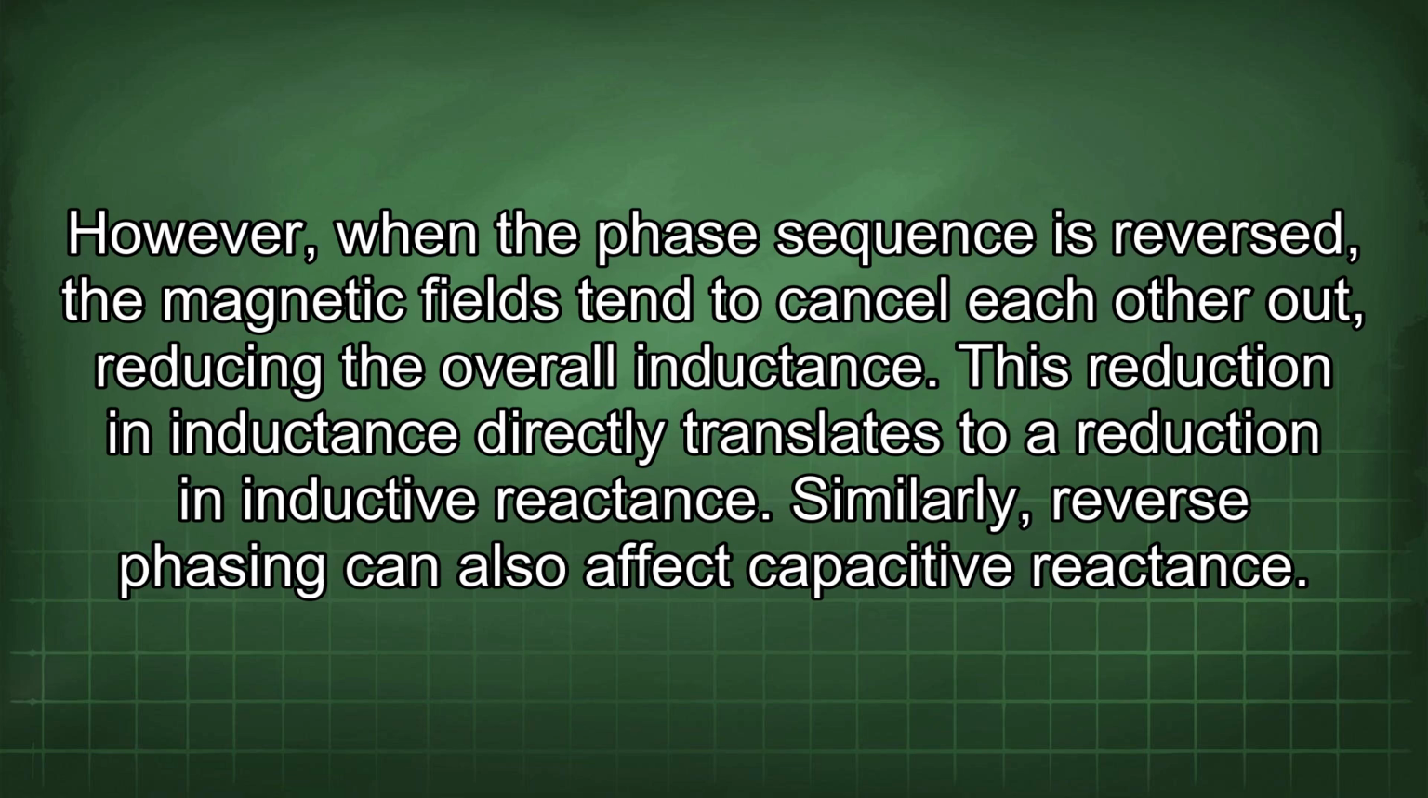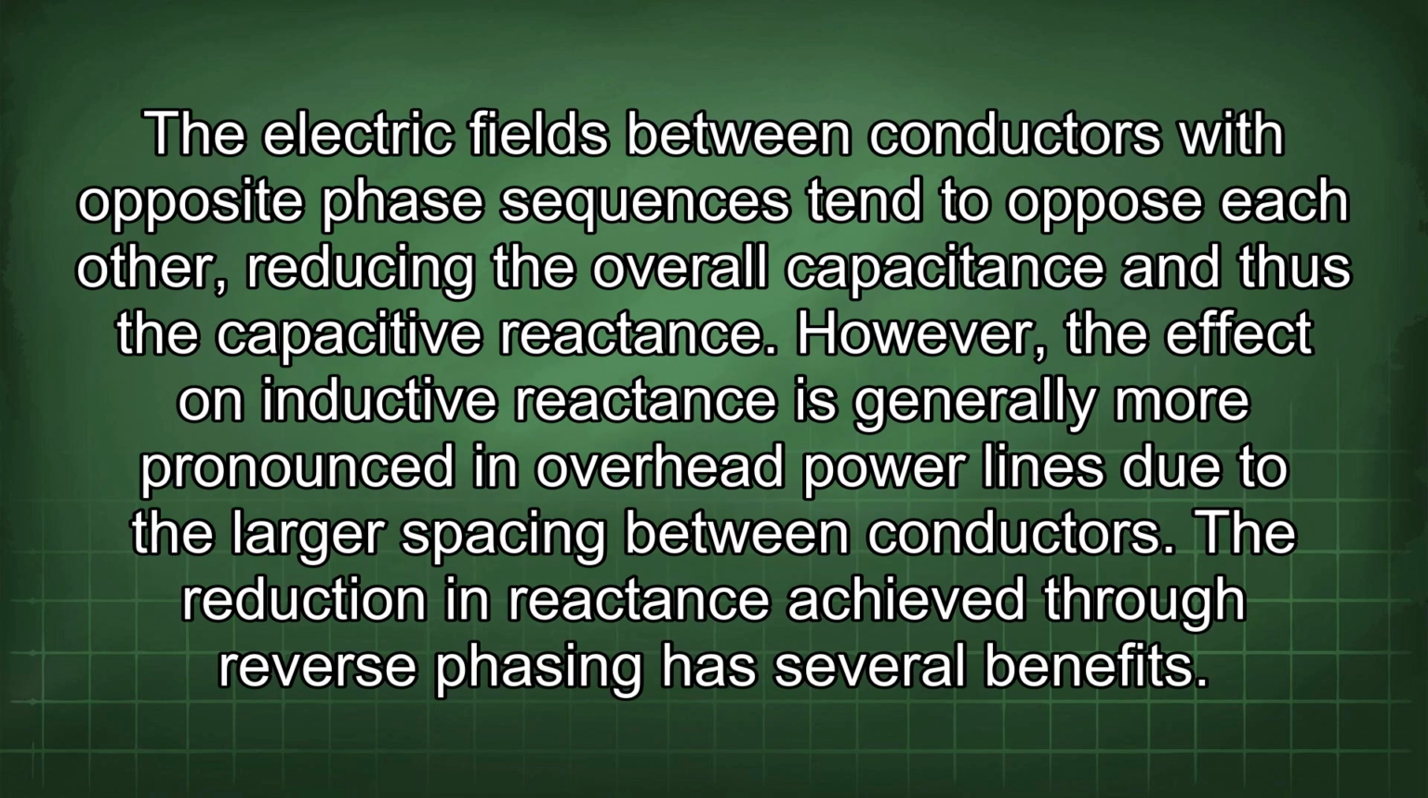Similarly, reverse phasing can also affect capacitive reactance. The electric fields between conductors with opposite phase sequences tend to oppose each other, reducing the overall capacitance and thus the capacitive reactance. However, the effect on inductive reactance is generally more pronounced in overhead power lines due to the larger spacing between conductors. The reduction in reactance achieved through reverse phasing has several benefits.